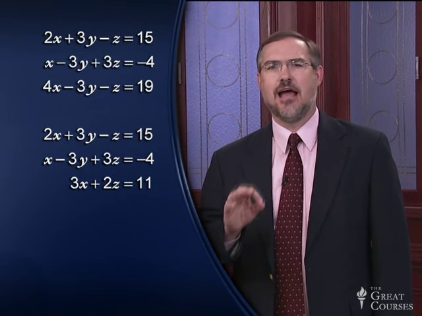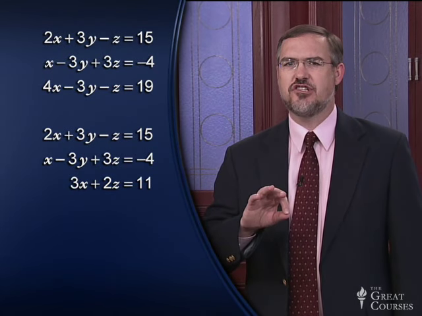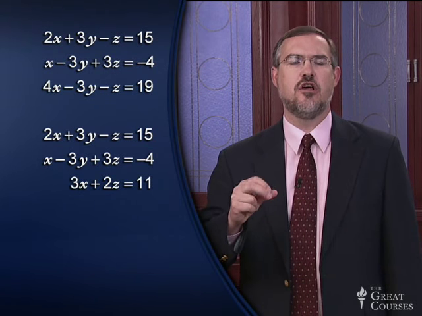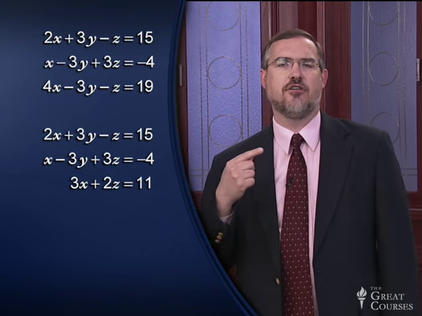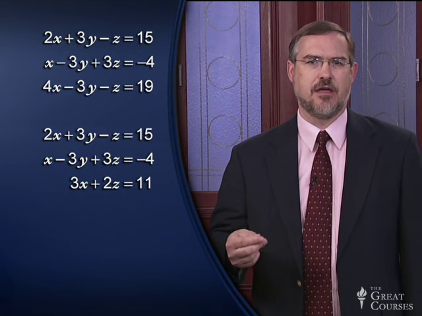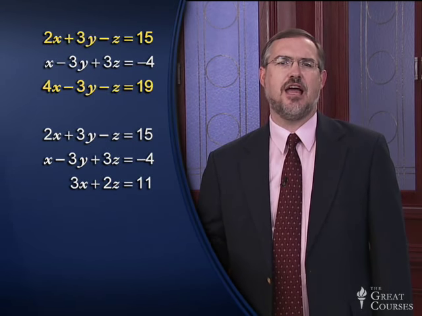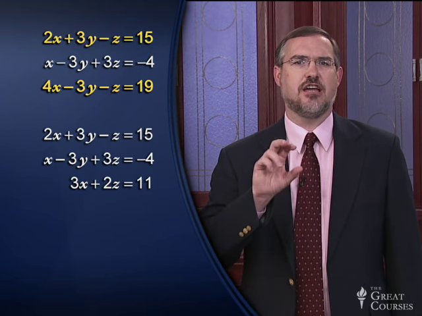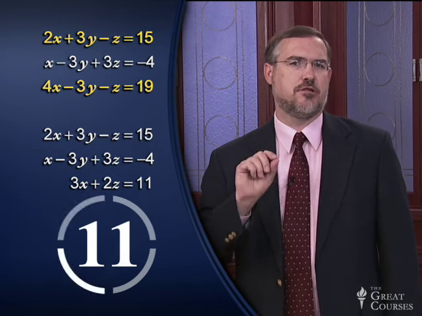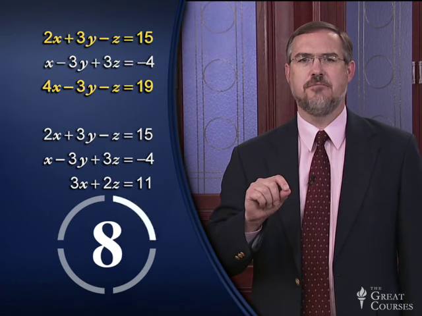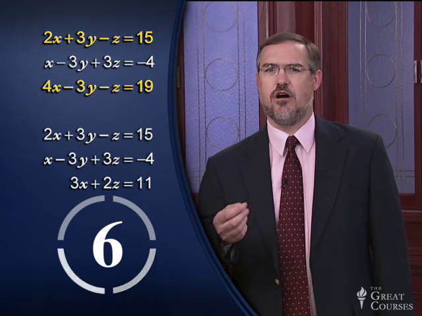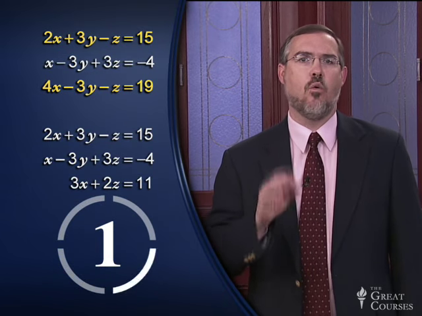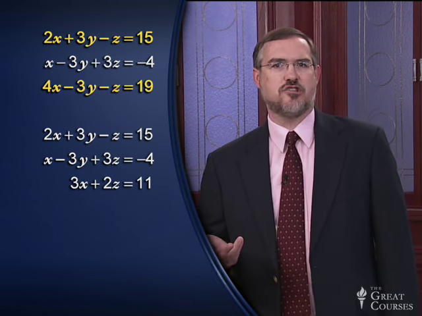Now, I want to go back to the original set of equations and combine a different pair of those equations with the goal of eliminating the variable y again. I'm going to suggest that we pick the first and the third equations. So here's what I want to do. Why don't you try taking those two equations, 2x plus 3y minus z equals 15, and 4x minus 3y minus z equals 19, and try to eliminate the variable y. Okay, that wasn't too hard, was it?